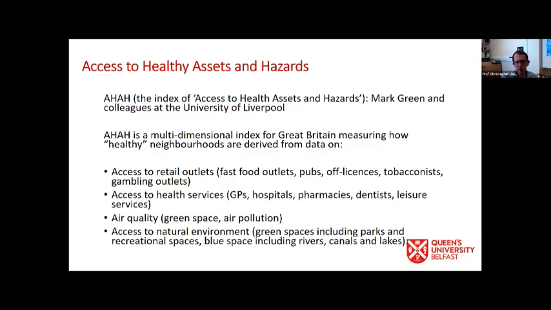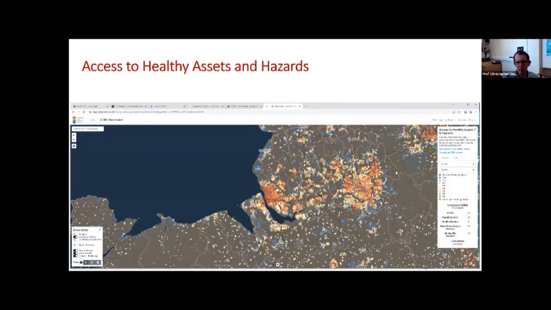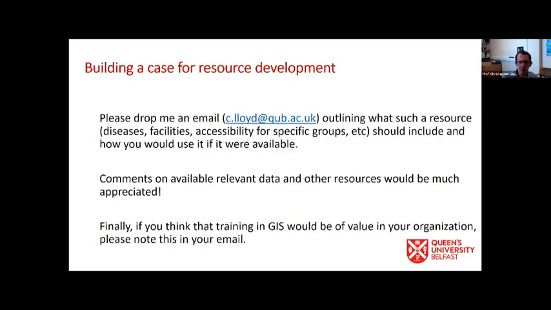Really quickly, I think it's worth pointing out one of the sorts of things we could do. There's a resource in Britain called AHAH, the Index of Access to Healthy Assets and Hazards. And it includes information on access to retail outlets like fast food, but also health services, also air quality, green space, air pollution, and access to natural environment like green spaces. There's an example of the platform that does it. A similar thing like this in Northern Ireland, and indeed the whole of Ireland, could be potentially quite a useful resource for thinking about either access or impediments to good, healthy practices. So that might be something that can be considered going forward.